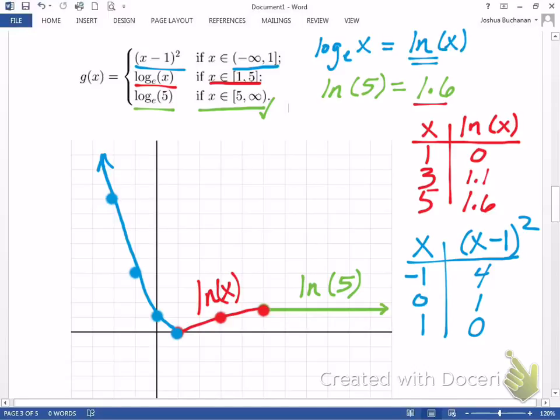So this here is x minus 1 squared. And there's the graph of our third example. Guys, that's graphing piecewise functions.